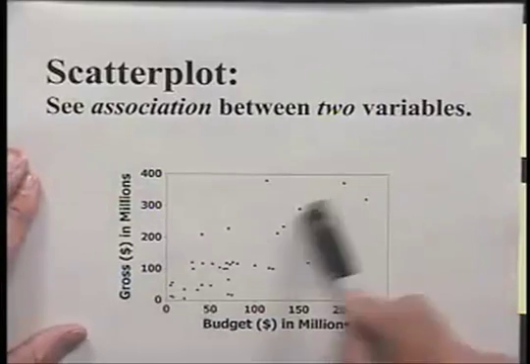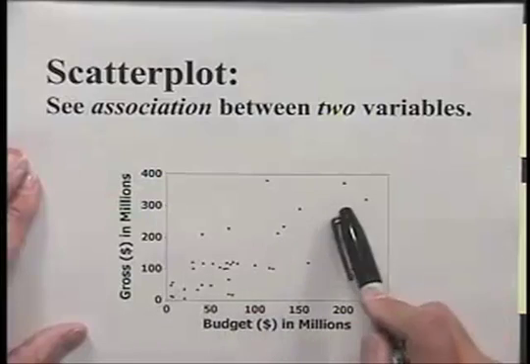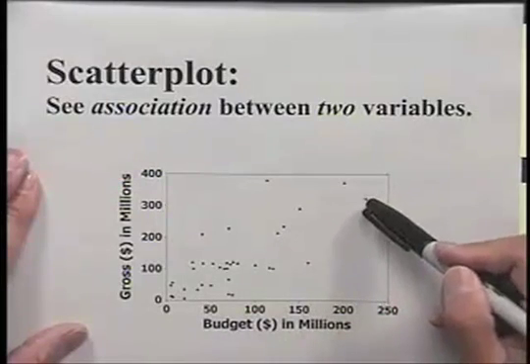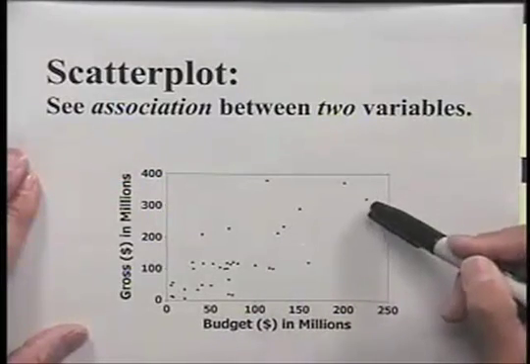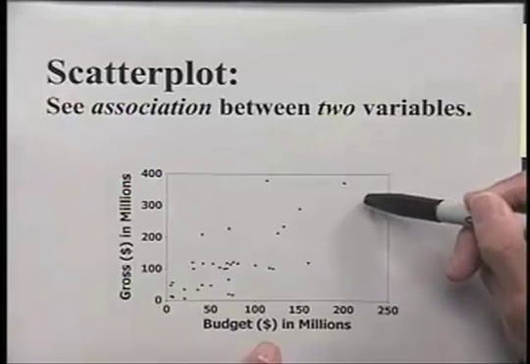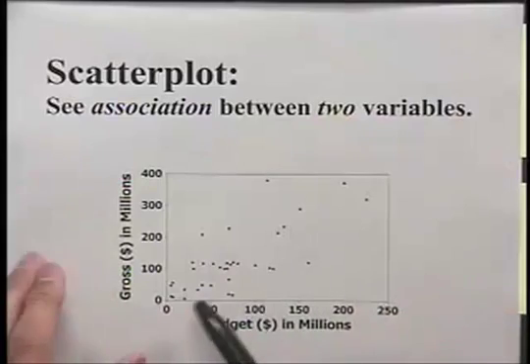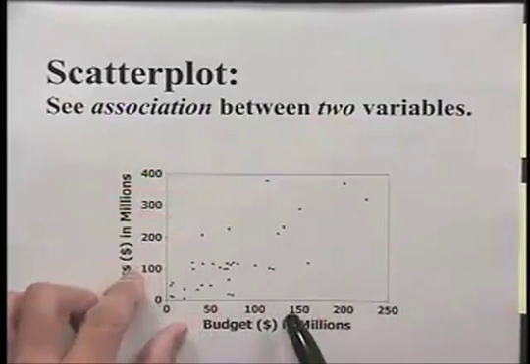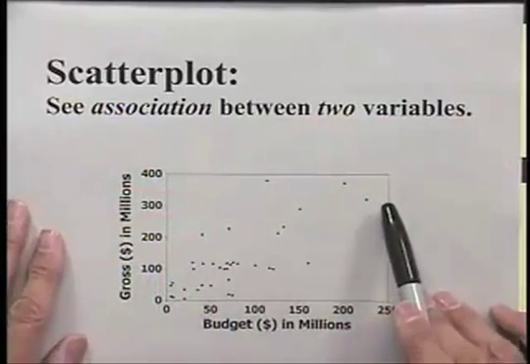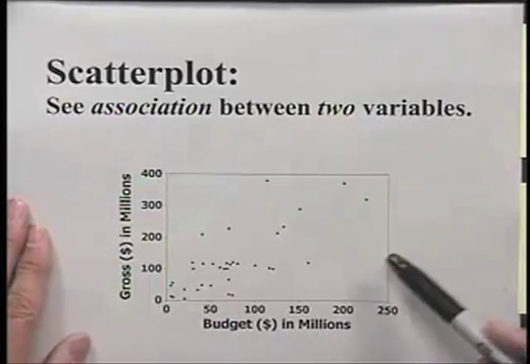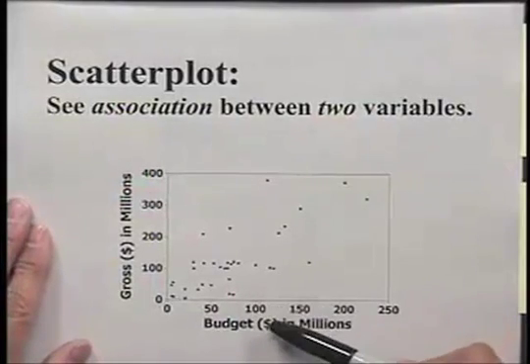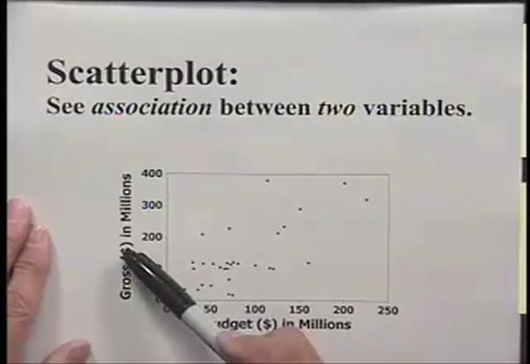So for all of these movies, I've plotted them as individual points. Each movie is one individual point. Each movie represents the budget amount against the amount that it grossed. Now, by looking at the overall pattern, I could determine, at least subjectively, whether there's an association between the budget and the gross.